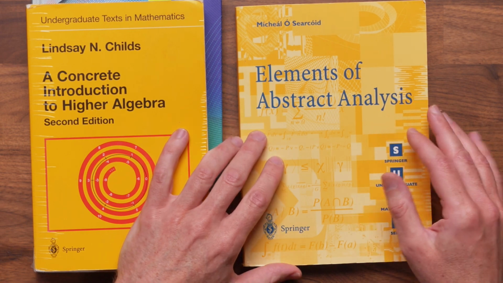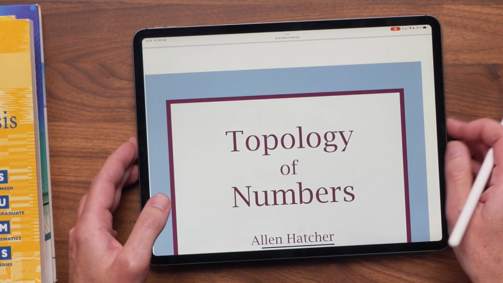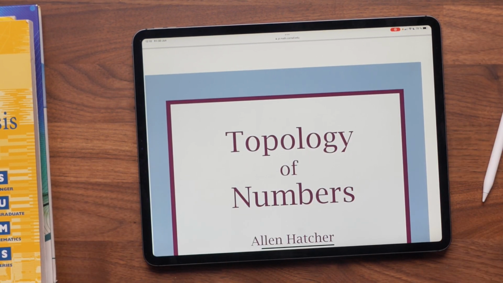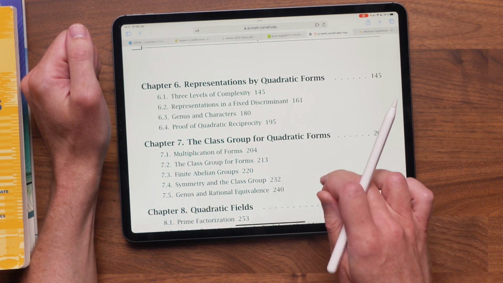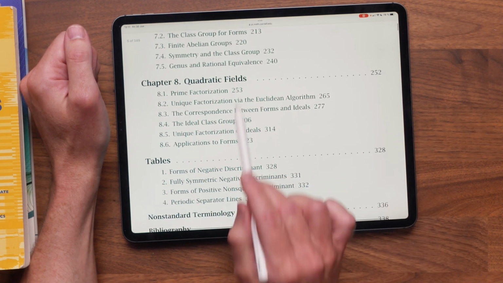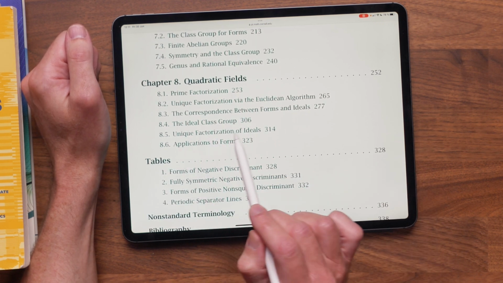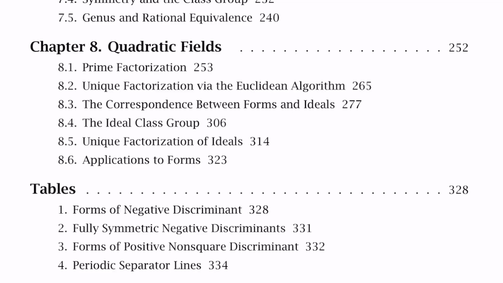Okay, one extra book, a bonus book. I love books. This is Topology of Numbers by Allen Hatcher. And this one is freely available online from the author's webpage. The entire book. And it's splendid, unbelievable. All of it really, but from page 195, there is a geometric proof of quadratic reciprocity. And in chapter 8, he talks about quadratic number fields, which will be, for us, one of the main focus points in Season 2.